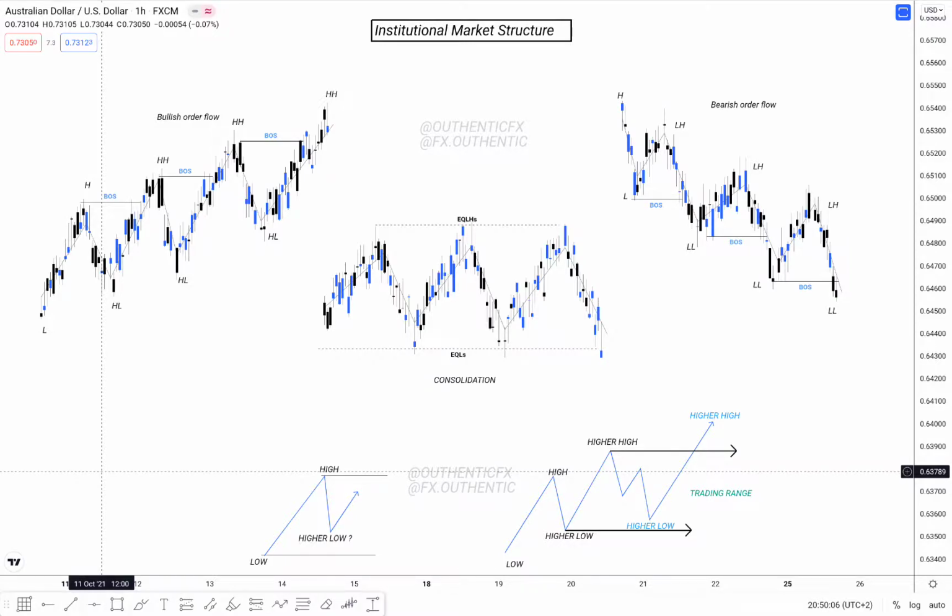Today's lesson will be on institutional market structure, right? We will be focusing on bullish order flow, bearish order flow, consolidation, and how to spot a true high and a true low when it comes to true higher lows and lower lows.